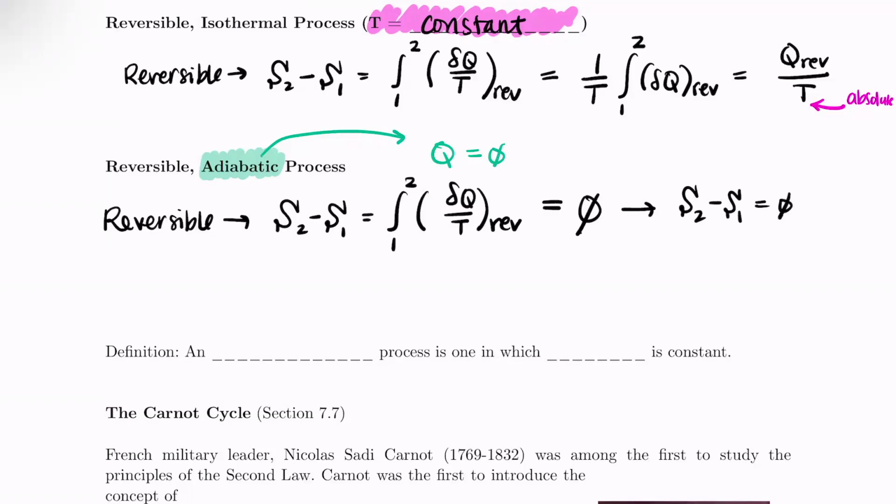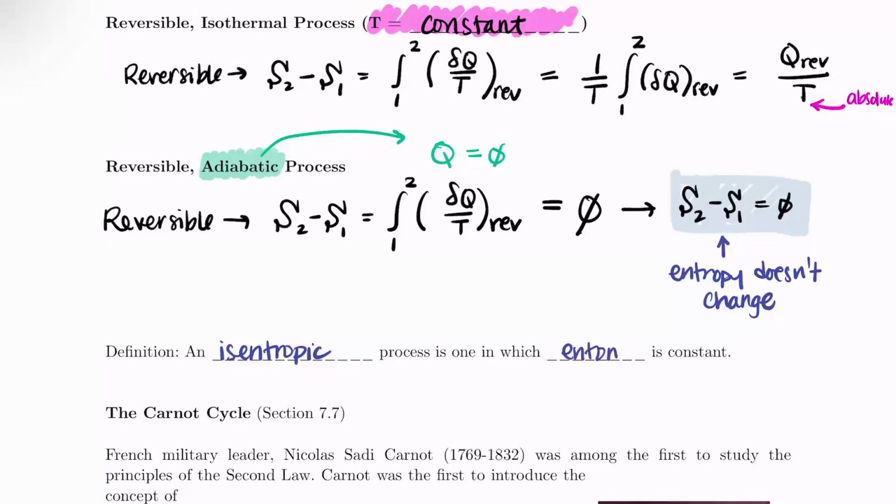Which is also a special kind of process. Does anybody know what it's called? It's okay if you don't, I'm just curious. No? Okay, so this means that entropy does not change. And so when entropy doesn't change, we call this an isentropic process, a process in which entropy is constant.